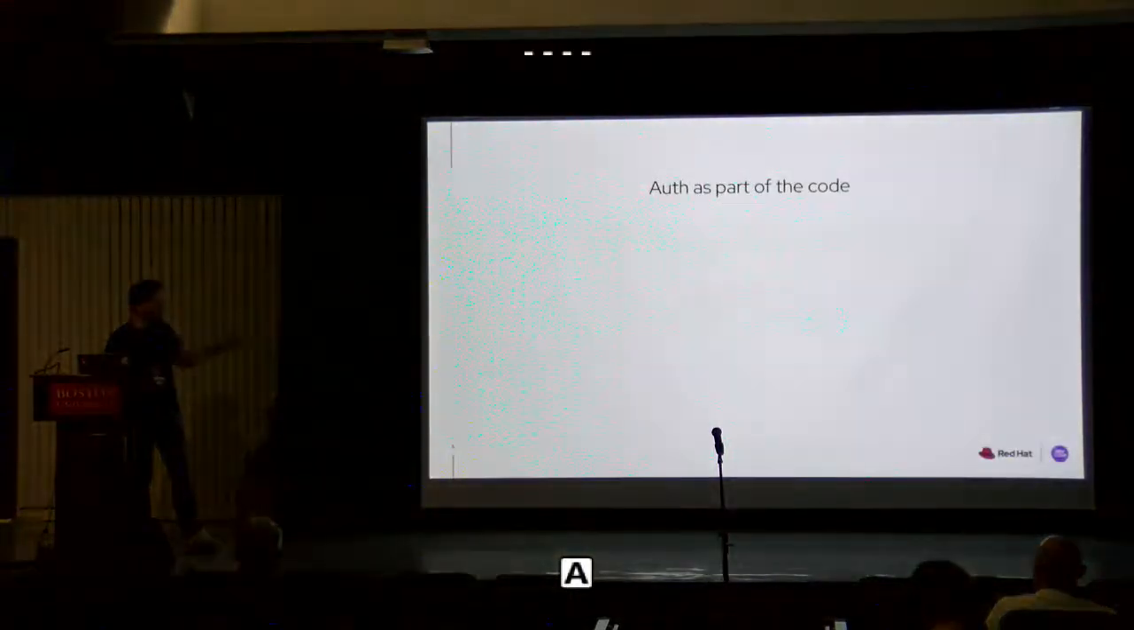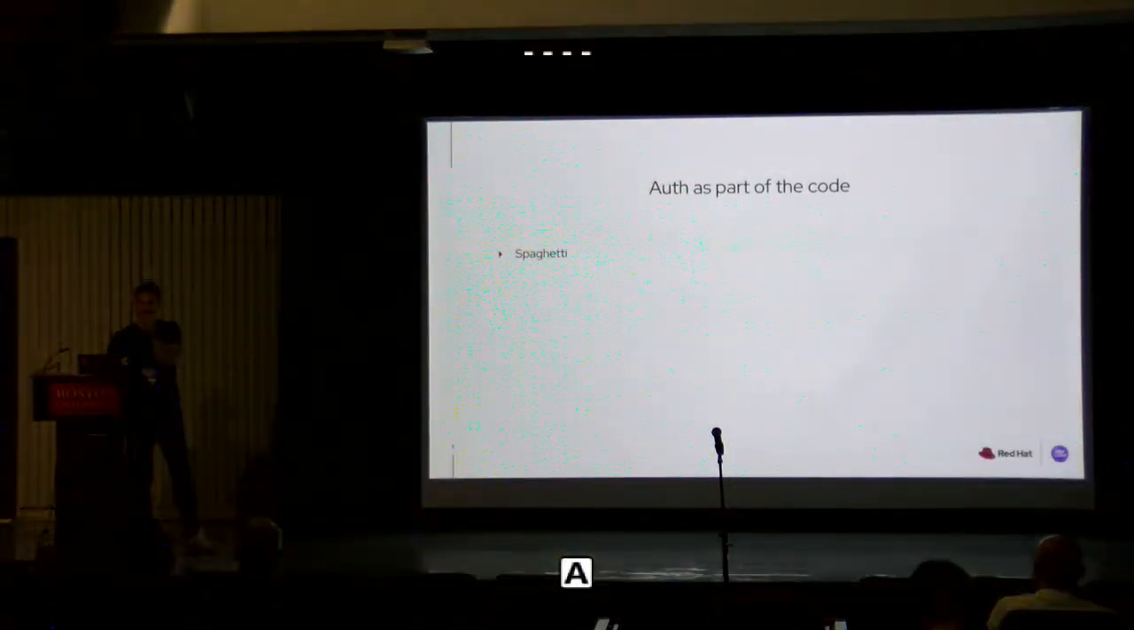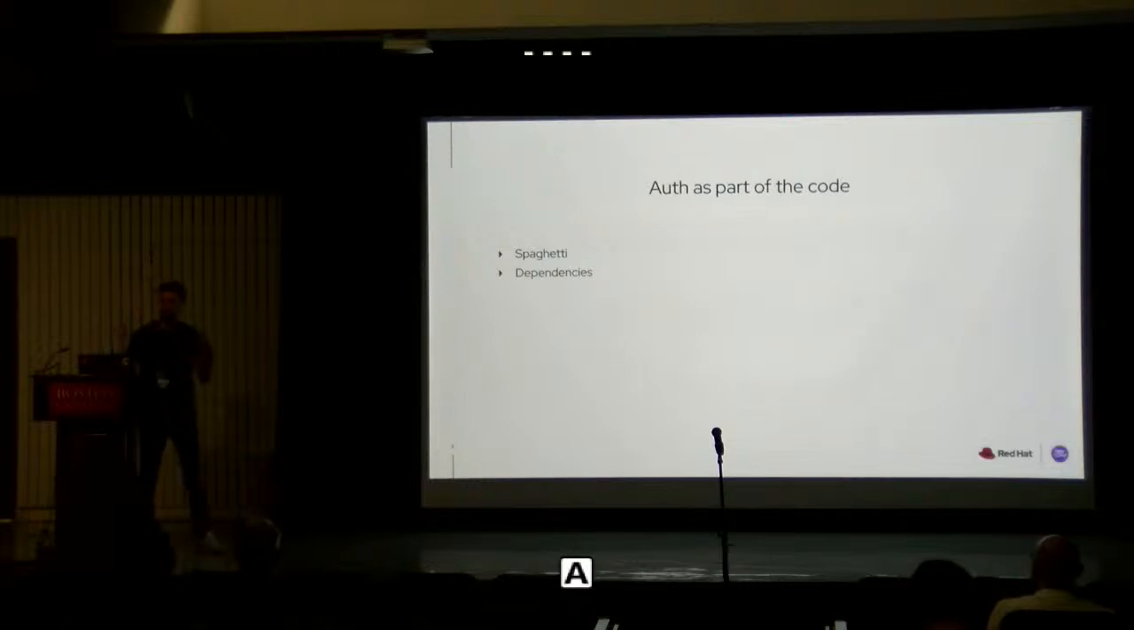So quickly summing up, a couple of things that we see as challenges of the traditional approach where you add auth as part of your application's code, right? So spaghetti code, already mentioned. The thing with dependencies: when you start adding dependencies to your code, they are now part of your application's code as well, right?